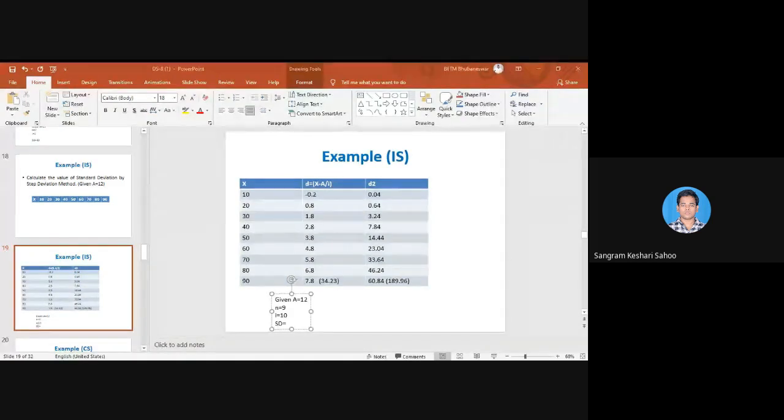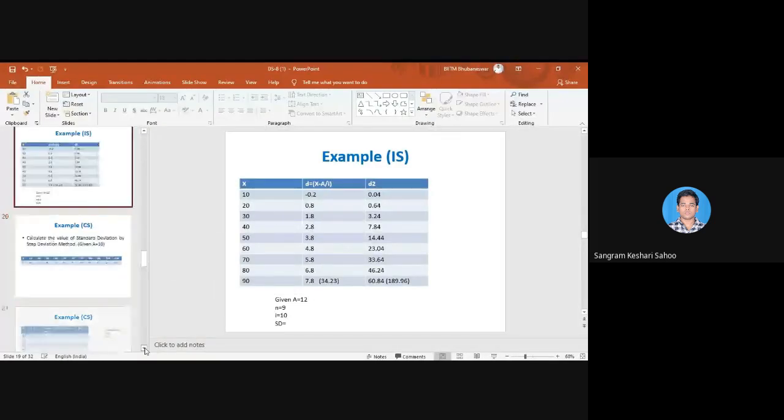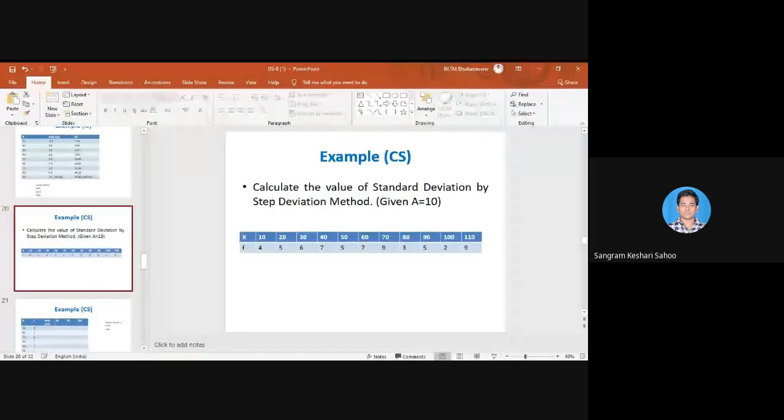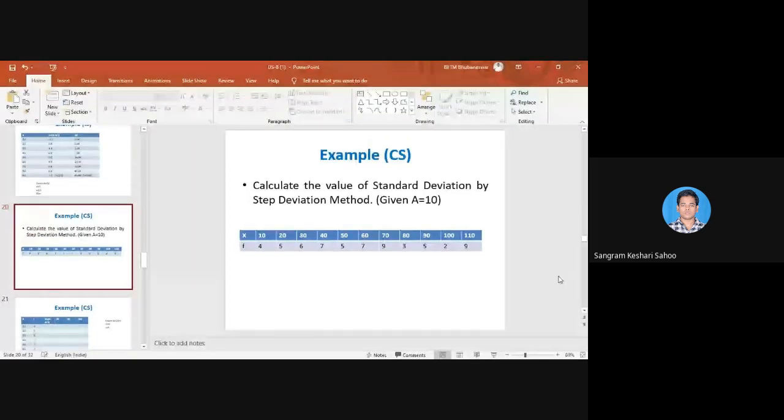Okay. Next, move to the discrete and ungrouped type of problem. Here we have the next example, in case of a continuous series, or you can say a discrete series. Calculate the value of standard deviation.